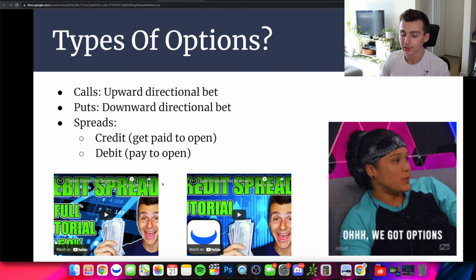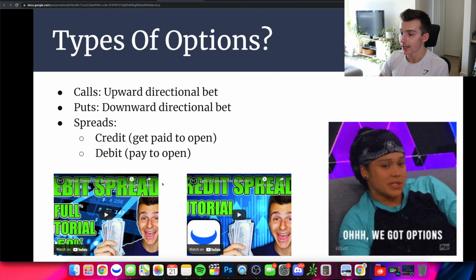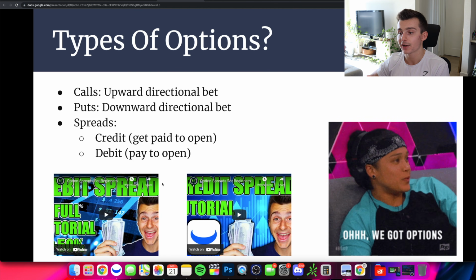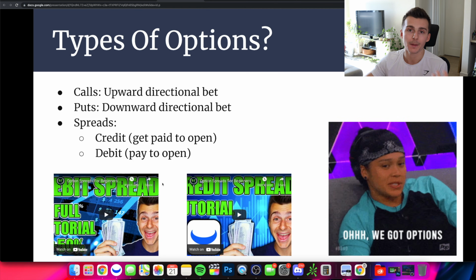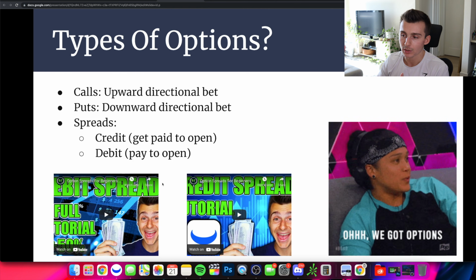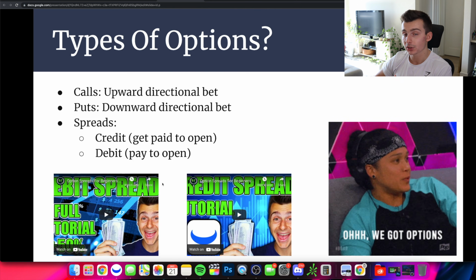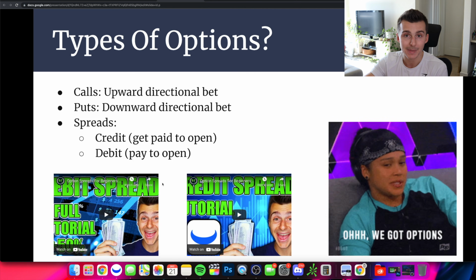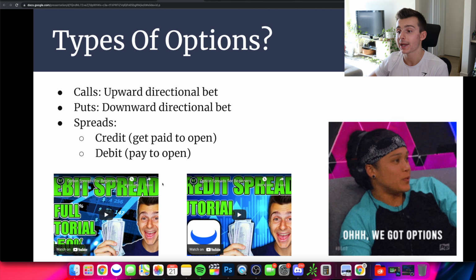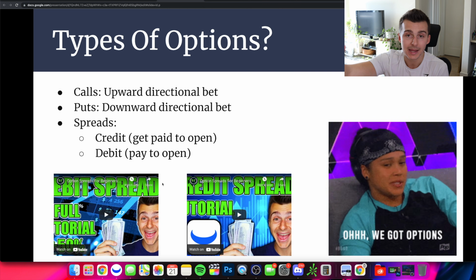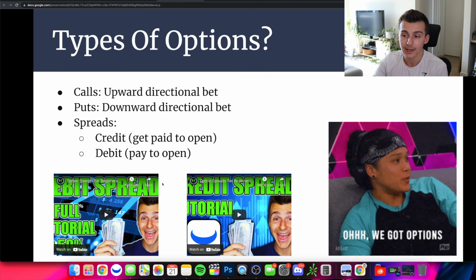So credit means you're going to get paid to open the contract. Debit means you have to pay out of pocket to open the contract or open up the option position, okay? That's what it means, okay? Now, with a credit spread, you get paid, but to close it out, you may have to buy it back. And if you buy it back, you could end up buying it back for more than you got paid, or ideally less than you got paid, and you keep the difference.